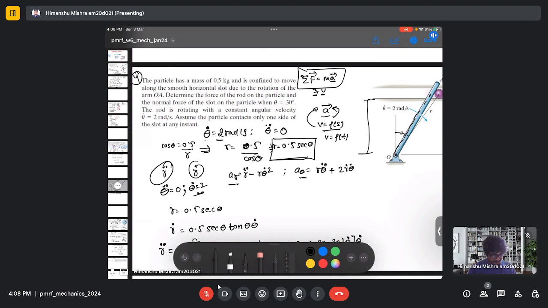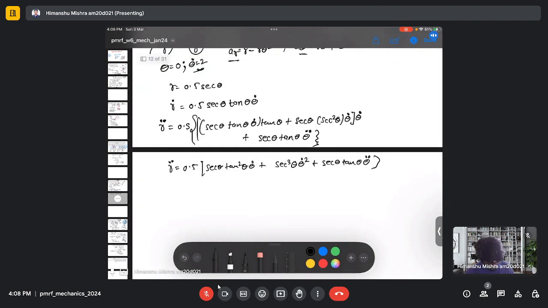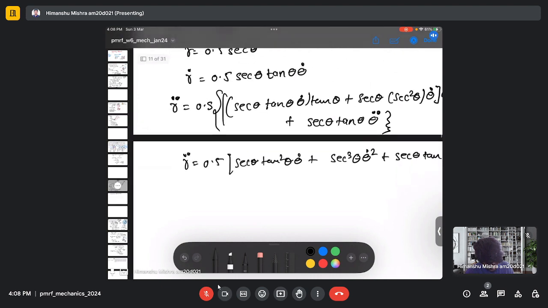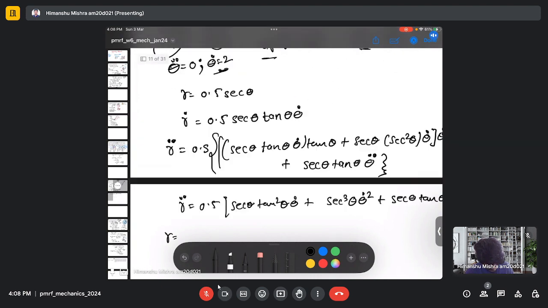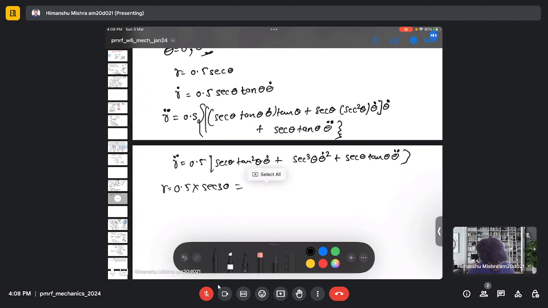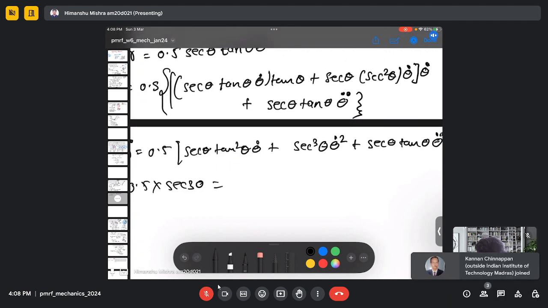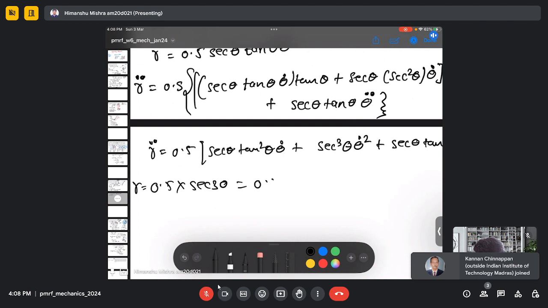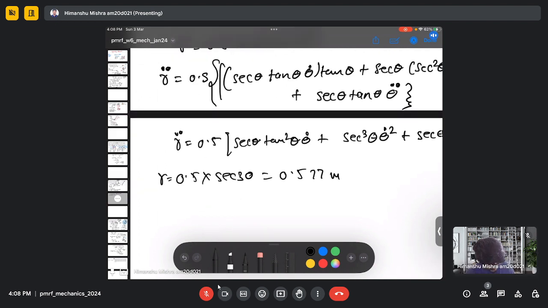And you need to find the force at theta 30 degrees. So r is 0.5 sec 30, which will give you 0.577 meter. Your r dot at theta equals 30.